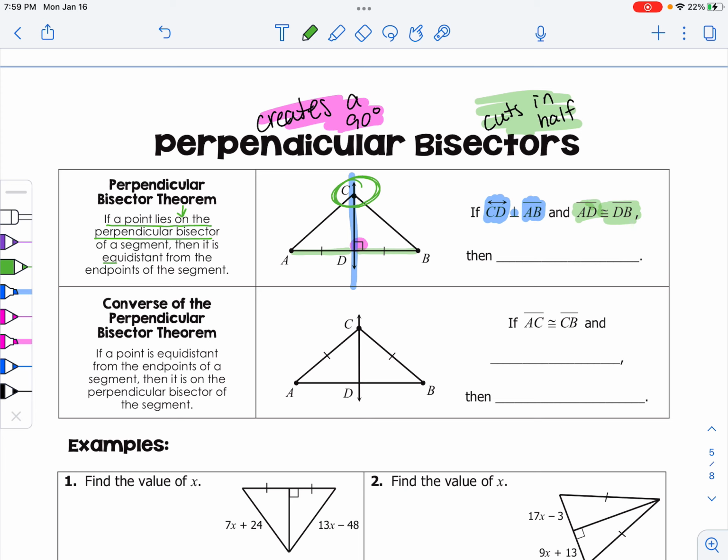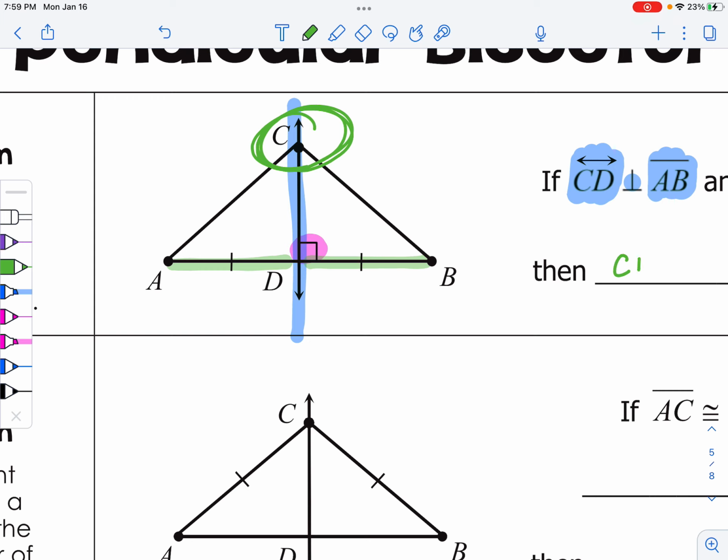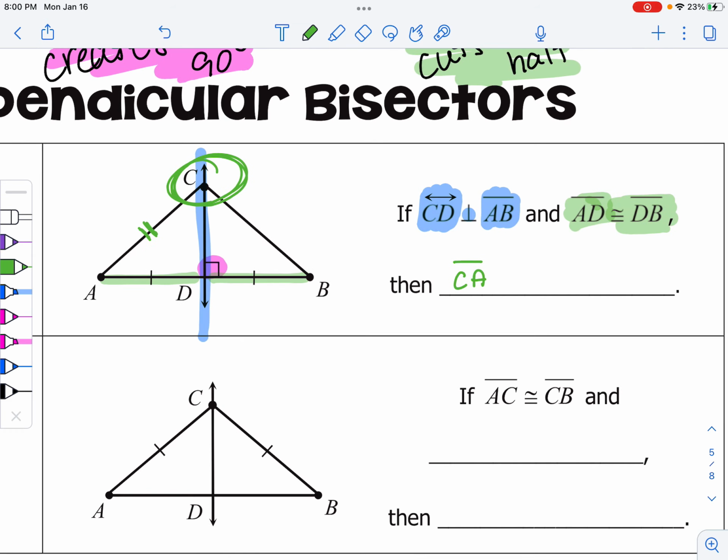Then it is equidistant. There's a new word for you guys, equi. We've seen that in equilateral or equiangular. That means equal. So it says equidistant. That means equal distance from the endpoints of the segment. Guys, that means that segment CA, that distance from C to A, is equal distance to segment CB, or is equal distance from C to B.